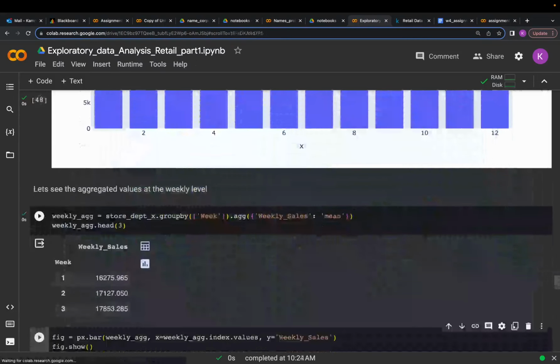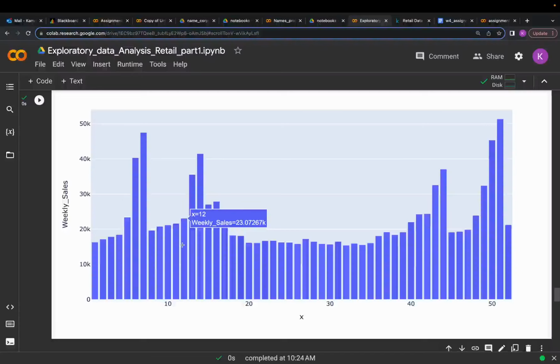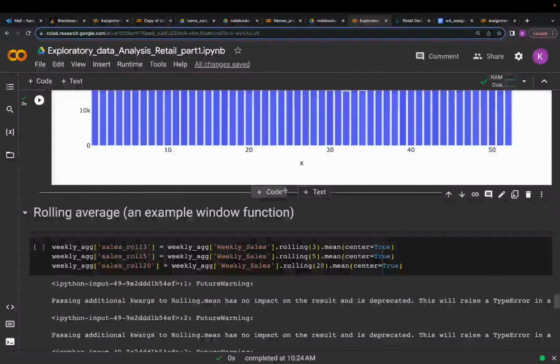You can do the same at the weekly level. So now we are looking at the weekly level aggregation. One thing we are noticing is that the sales are quite low in the middle of the year. Okay, we learned how to do aggregation at a column level.